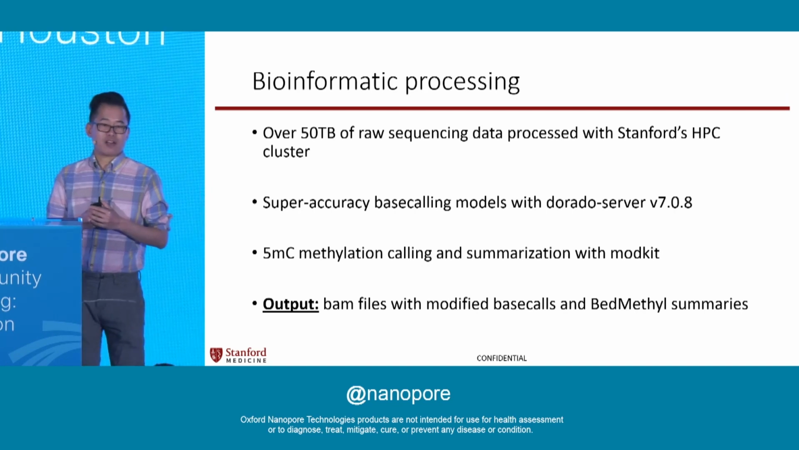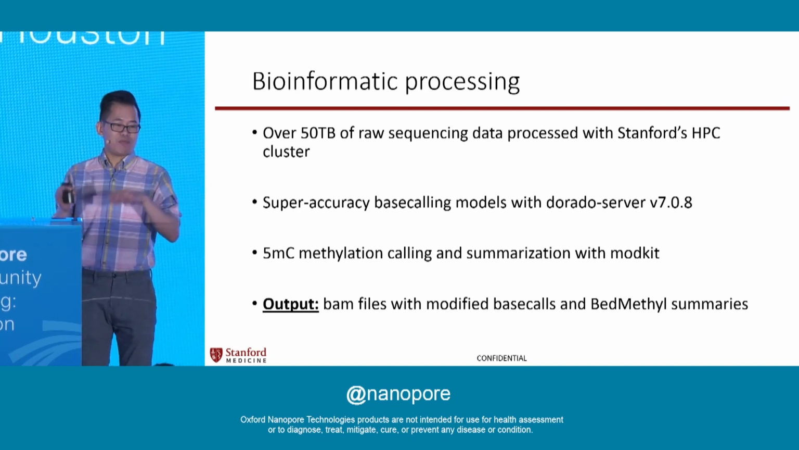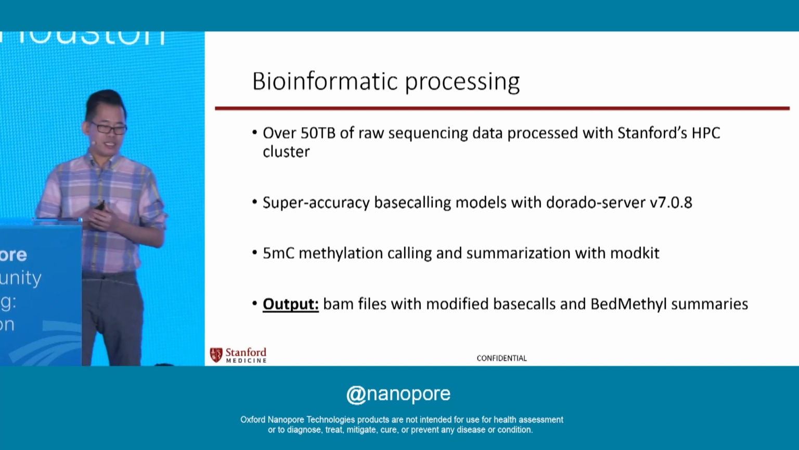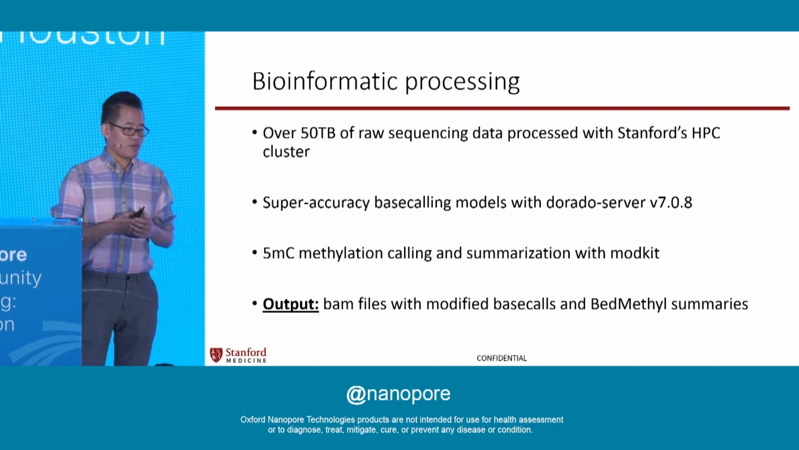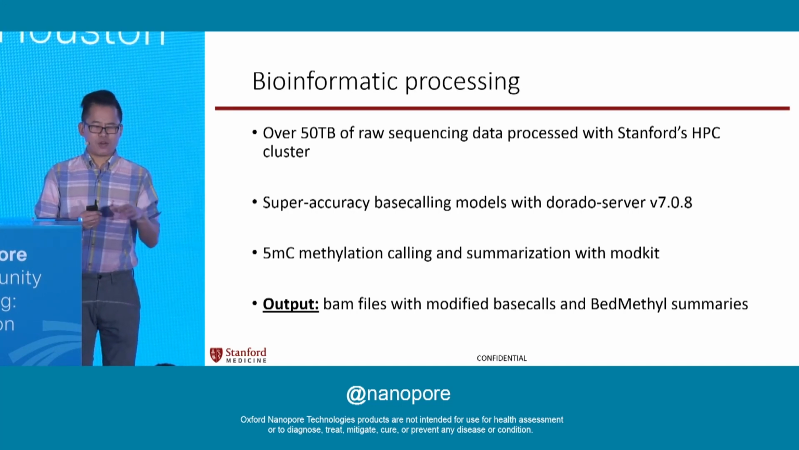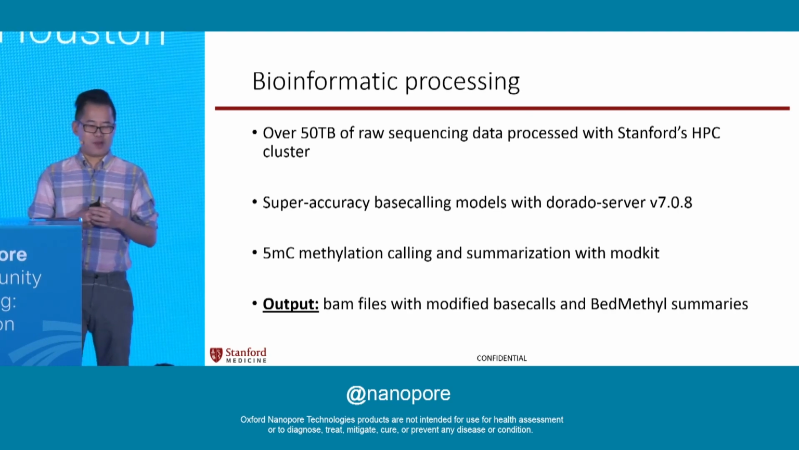In terms of the bioinformatic process, I'd also like to note we put all of these on the P24. So these are all Promethean data. We have over 50 terabytes of raw sequencing data. I think this is an underestimate. I think it's actually quite a bit higher than 50 terabytes now.